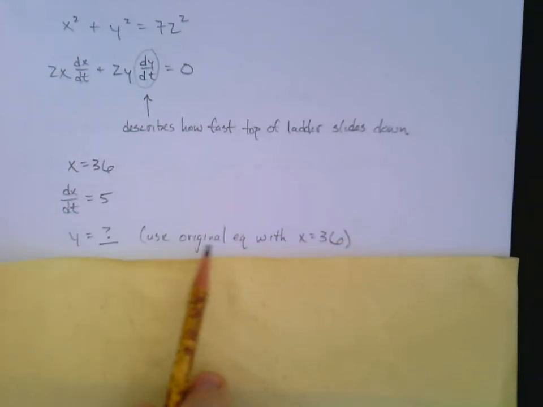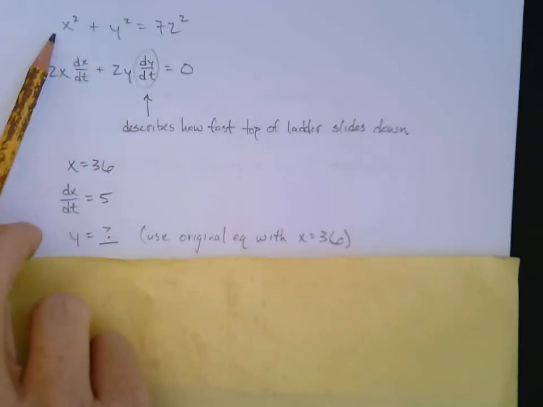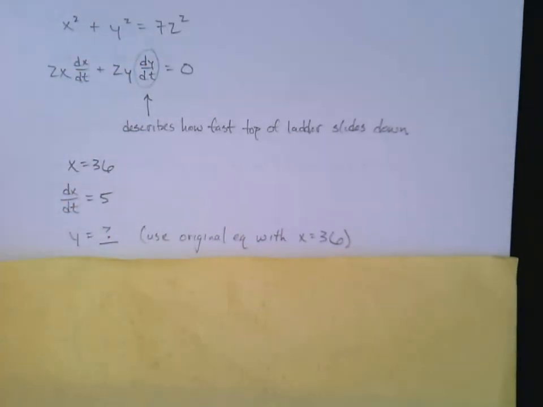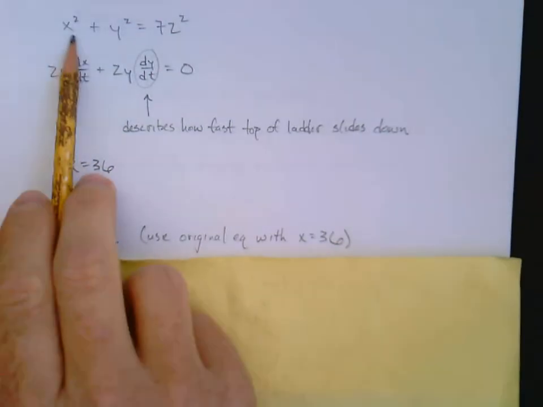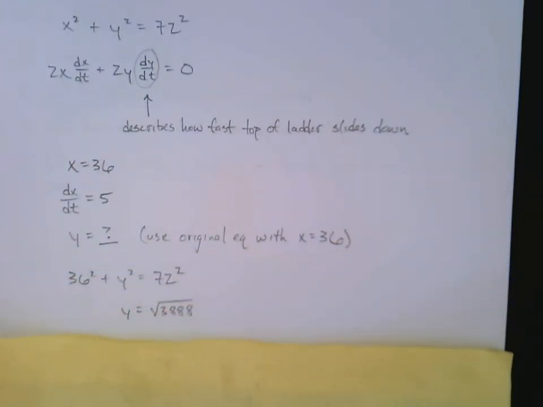We're going to use the original equation. By the original, I mean the one before we took derivatives: x squared plus y squared equals 72 squared. We're going to use that original equation with x equals 36, so it's at this moment. If I put that in, I can get y at the same moment on my own. I don't need them to tell me what it was. We'll put that in: 36 squared plus y squared equals 72 squared.